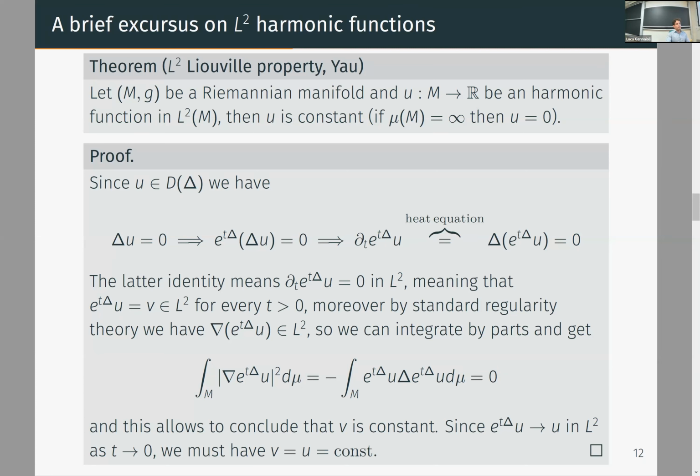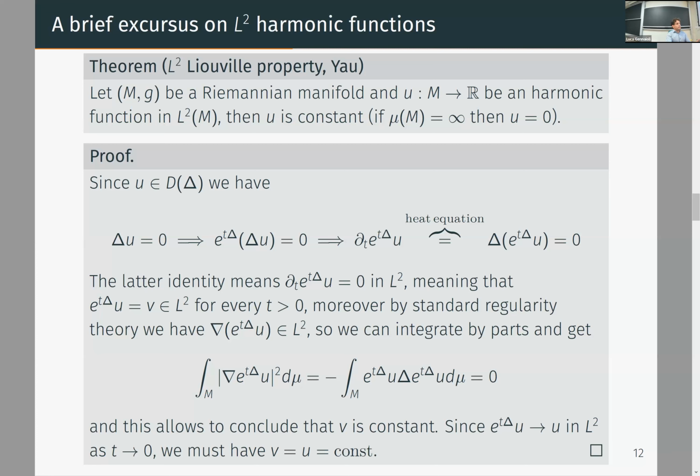And now you would like to prove that this function is 0. How do you do it? By standard regularity theory, or gradient flow theory, if you want, the gradient of the solution is in L2. So you can now integrate by parts. Half of the Laplacian goes to the other side, and you get the L2 norm of the gradient. And this is 0 because the Laplacian of the solution is 0, as we saw. Therefore, this allows you to conclude that V is constant. But V being constant, since you converge to your initial datum as t goes to 0, this means that the initial function also has to be constant.